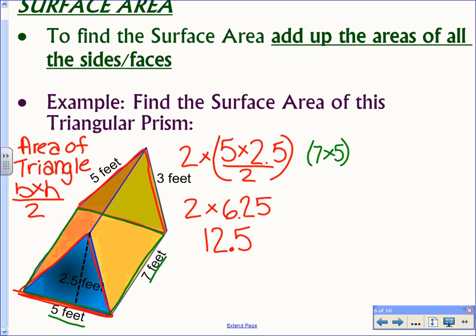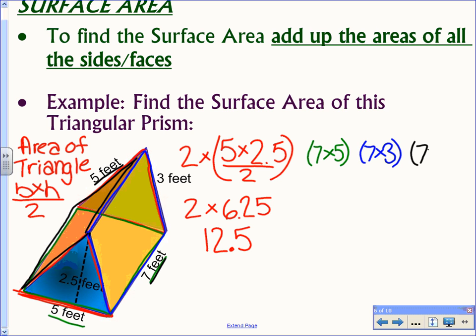Then the next rectangle I'm going to look at is this one right here, the one on the right side of the triangular prism, and that is 7 feet by 3 feet. So to find the area, I multiply 7 by 3. And last, I'm going to look at the right side of the triangular prism, and that rectangle is 5 feet by 7 feet. So I multiply 7 by 5.